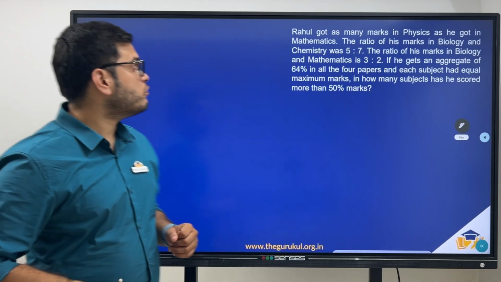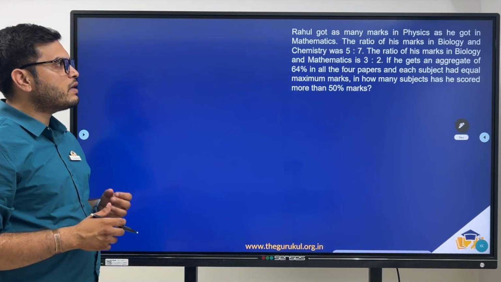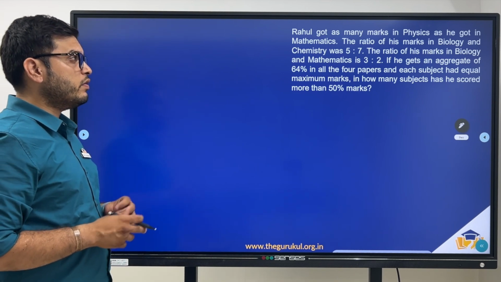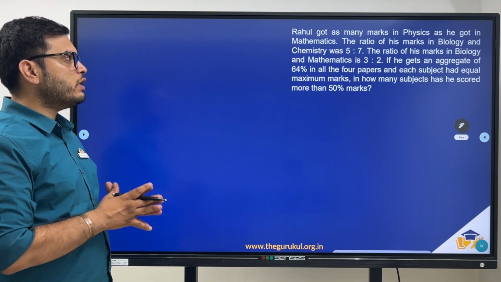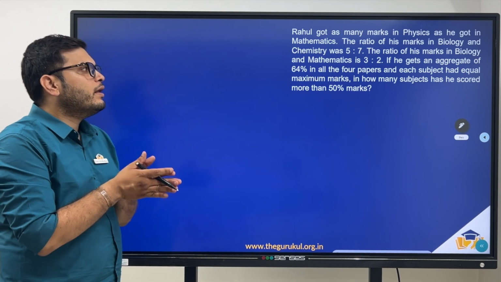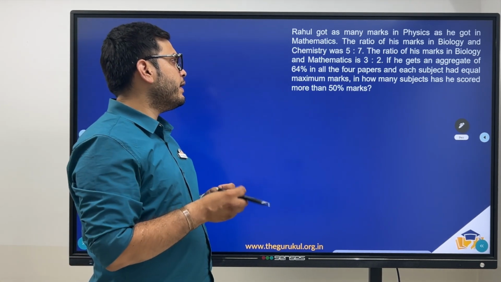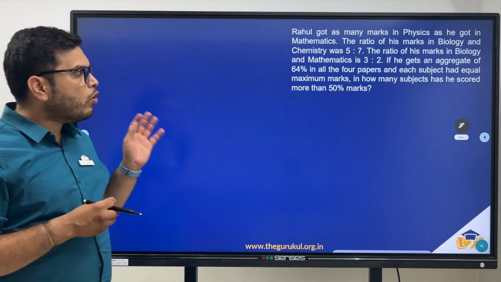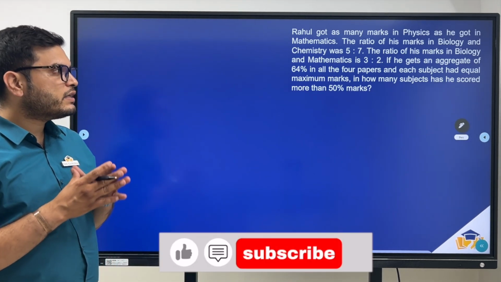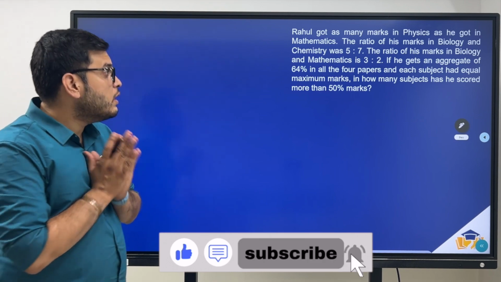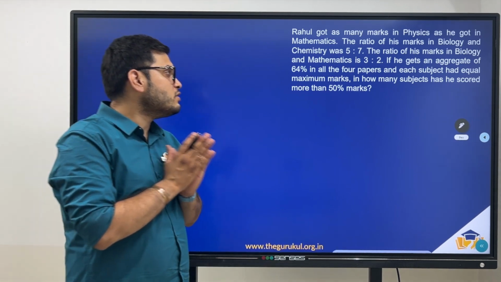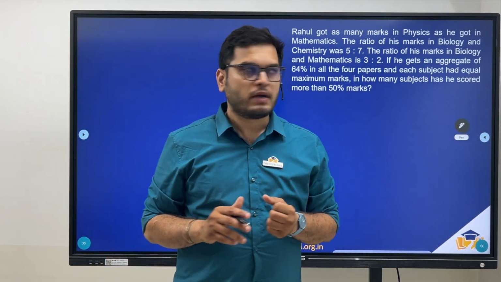Now coming to the last question. Rahul got as many marks in physics as he got in mathematics. The ratio of his marks in biology and chemistry was 5:7. The ratio of his marks in biology and mathematics is 3:2. If he gets an aggregate of 64% in all the 4 papers, and each subject had equal maximum marks, in how many subjects has he scored more than 50% marks?